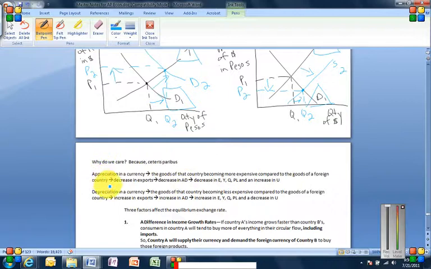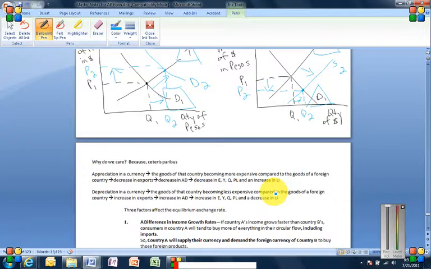Why would we care about the depreciation in a currency? Because, ceteris paribus, that could lead to the goods of that country becoming less expensive. It will lead to the goods of that country becoming less expensive compared to the goods of a foreign country, which leads to an increase in exports, which leads to an increase in AD, which leads to an increase in employment, incomes, output, the price level, and a decrease in unemployment. So that's why we care, of course, because it affects individuals like you and me who are traveling, who are buying and selling, and it affects an entire country.